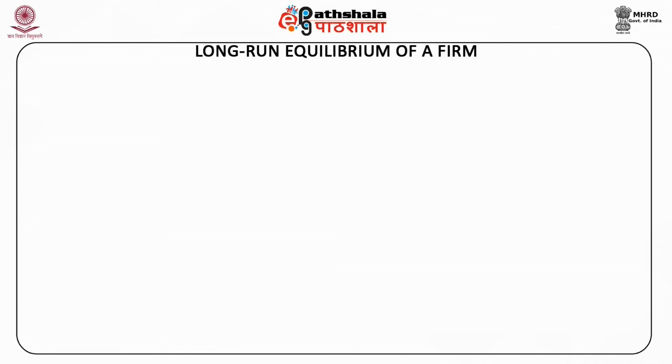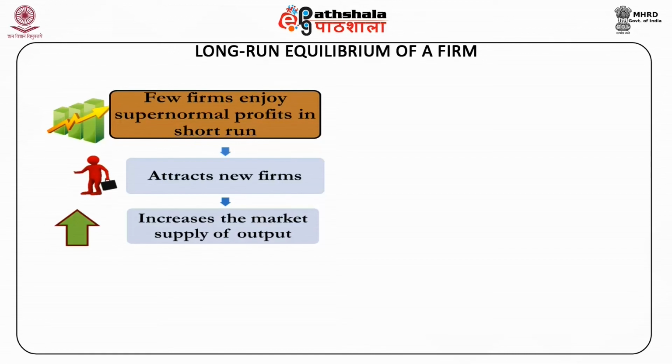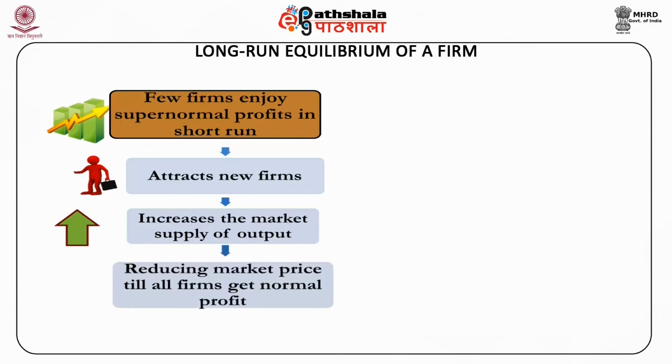In the long run, all factor inputs and costs of production are variable. The firm will attain equilibrium at the point where price equals the long run marginal cost of the firm. The supernormal profits enjoyed by a few firms in the short run attract new firms into the industry. This increases the market supply of output in the long run and thus leads to a lower market price until all firms get normal profit, resulting in a no profit, no loss situation.